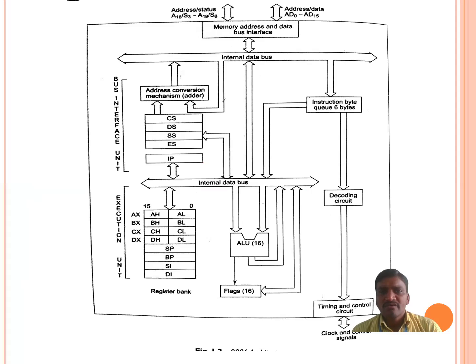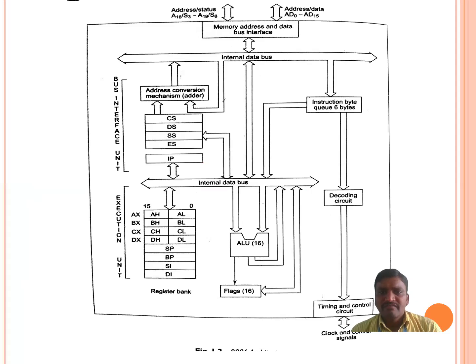It also consists of one address mechanism, and it has one instruction byte queue, some segment registers, and the IP, the instruction pointer. These are available in the bus interface unit. The main functioning of the bus interface unit is to establish the communication with the external devices of that processor.